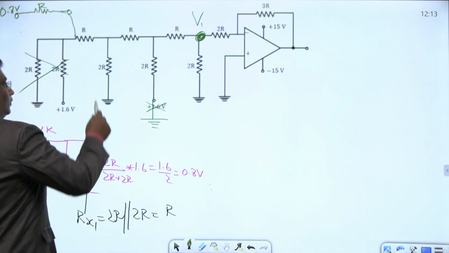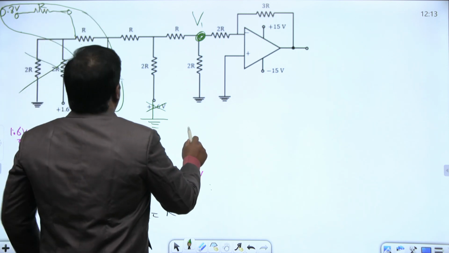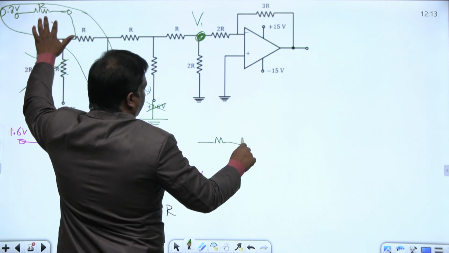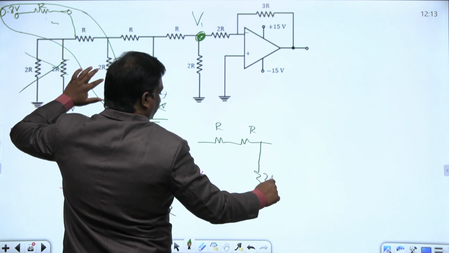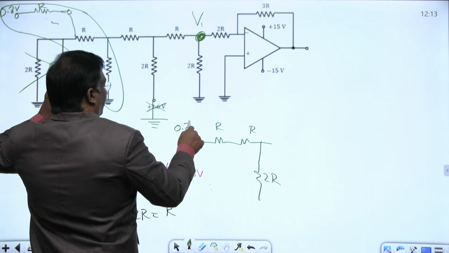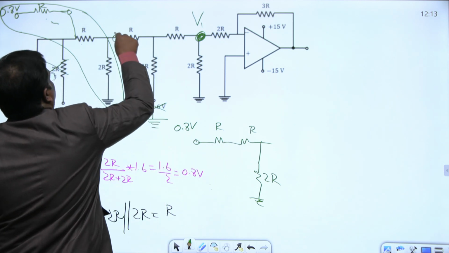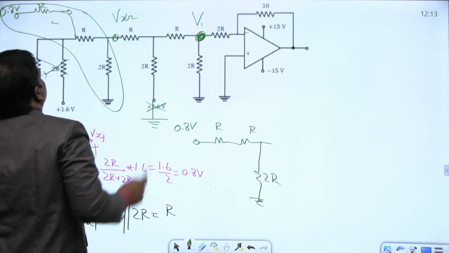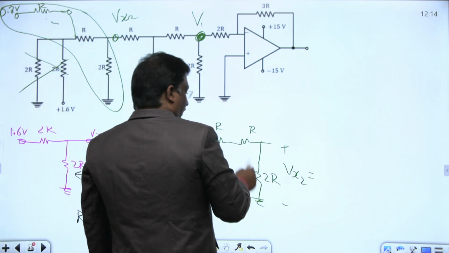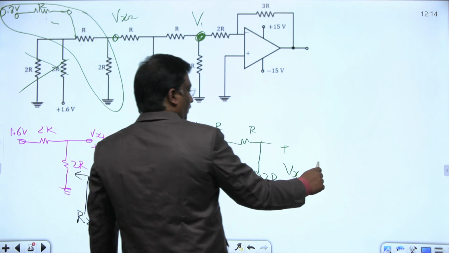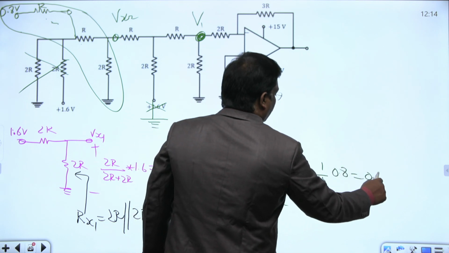Now let us talk about this part of the circuit. Again this R here, this R here, this is a 2R, and this is 0.8 volts, grounded. Let us try to find the Vx2 here. Tell me what is this Vx2? Voltage division rule. Again these two resistors are in series, this is 2R, this is 2R. 2R by 4R, that is 1 by 2, into 0.8. What is the value then? 0.4 volts.